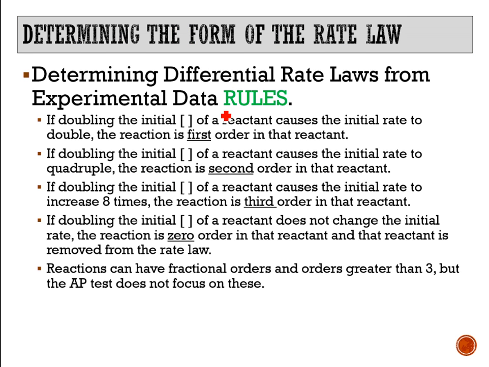So I've already mentioned these, but the differential rate law rules for determining reaction order through experimental data basically is this: if you double the initial concentration of a reactant and the rate doubles, then it's a first order reactant. So whatever manipulation you do to concentration has the same impact on rate, first order. If your manipulation of concentration is squared, for example, if I doubled the initial concentration and it quadrupled rate, that would be second order. If it octupled, that would be third order, and so on.